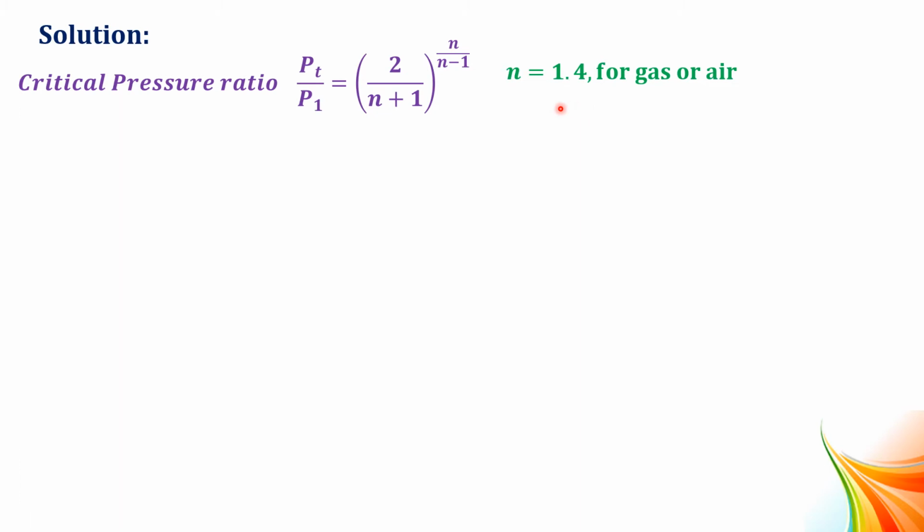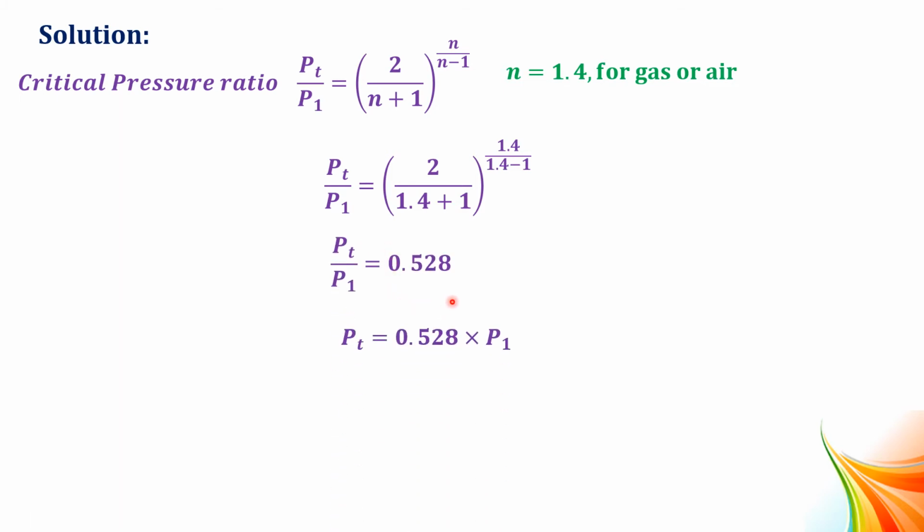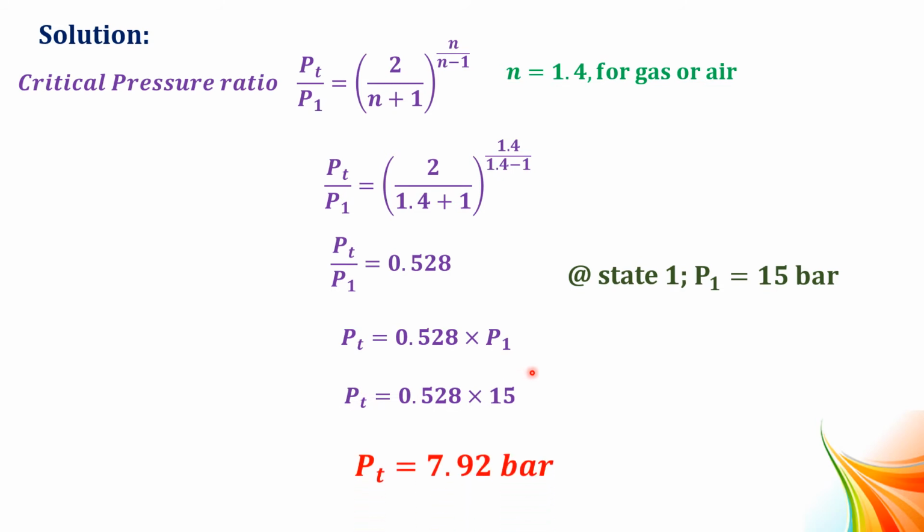Now substituting the value of n equal to 1.4 in critical pressure ratio equation, Pt by P1 is equal to 0.528. Now we know at state 1 the pressure P1 equal to 15 bar. Substitute the value of P1 in this equation, we get throat pressure Pt equal to 7.92 bar.